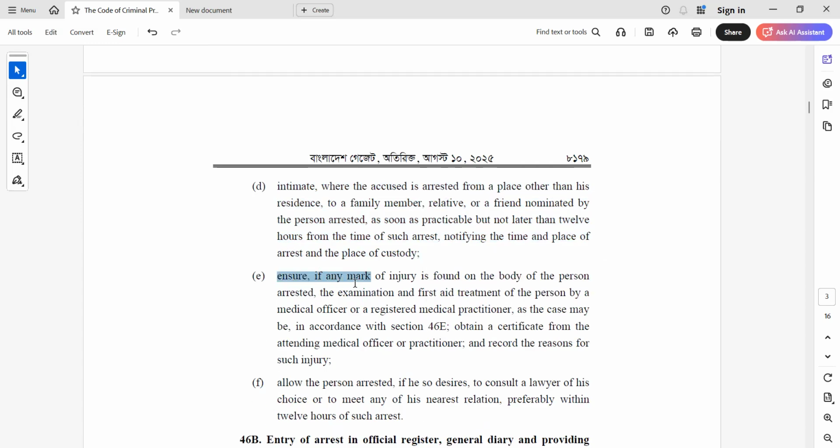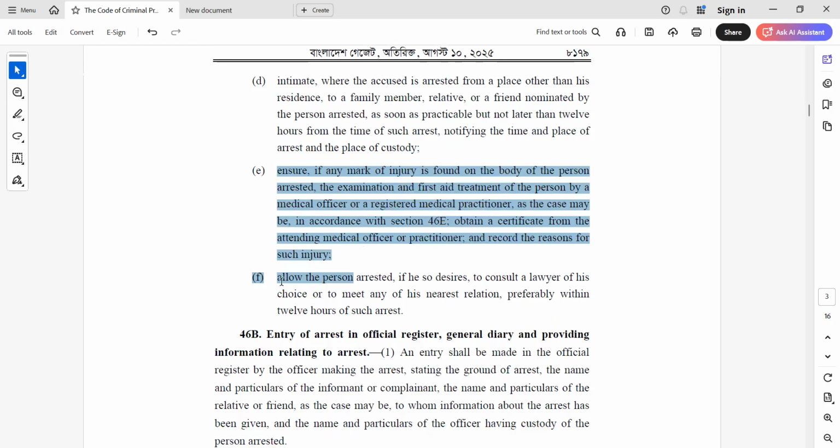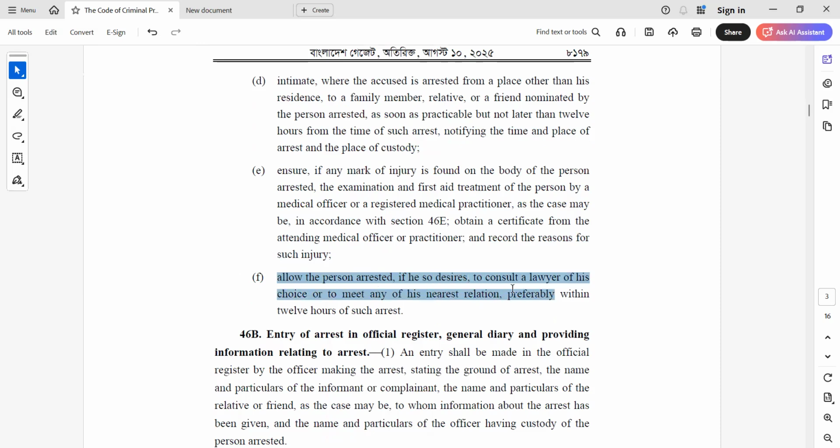Point E, ensure, if any mark of injury is found on the body of the person arrested, the examination and first aid treatment of the person by the medical officer or registered medical practitioner, as the case may be, in accordance with Section 46E, obtain a certificate from the attending medical officer or practitioner, and record the reasons for such injury. Point F, allow the person arrested, if he so desires, to consult a lawyer of his choice or to meet any of his nearest relations, preferably within 12 hours of such arrest.